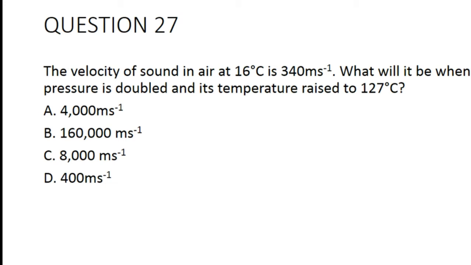160,000 meters per second. C. 8,000 meters per second. D. 400 meters per second. The correct option here is option D. 1 degree centigrade is equals to 0.6 meters per second. Therefore, 111 degrees centigrade is equals to 66.6 degrees centigrade. Therefore, speed, which is equals to 340 plus 66.6, will give us 406.6 meters per second.